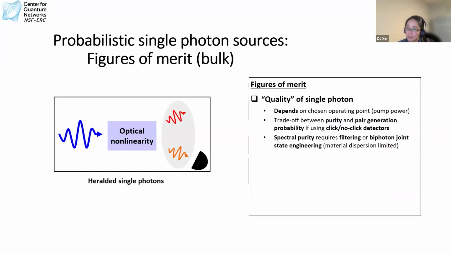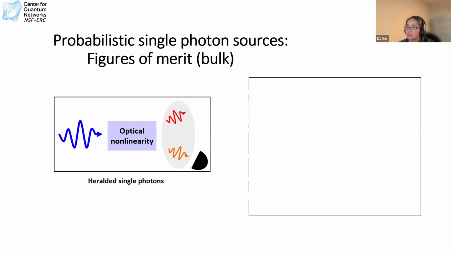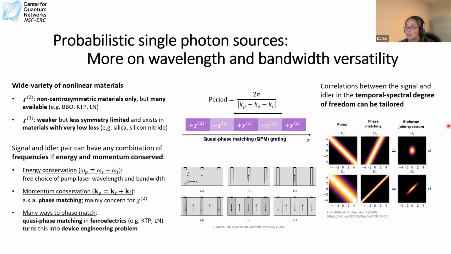And then for spectral purity, for heralded single photons you generally want there to be no entanglement in the photon pair, because usually your detectors are also not frequency resolving. You need it to be spectrally pure, which means you need this kind of non-slanted Gaussian. Your biphoton joint spectrum needs to look like that and not slanted like this.